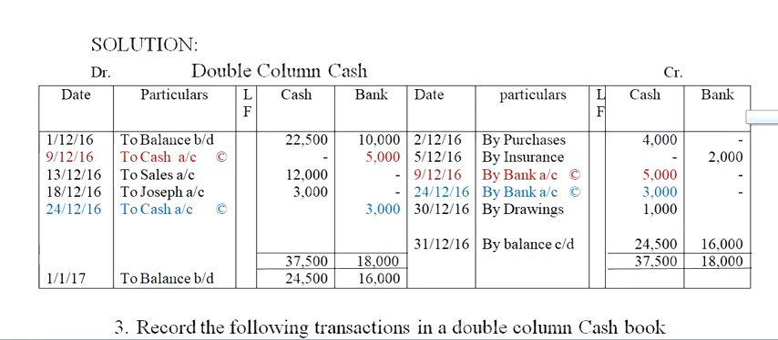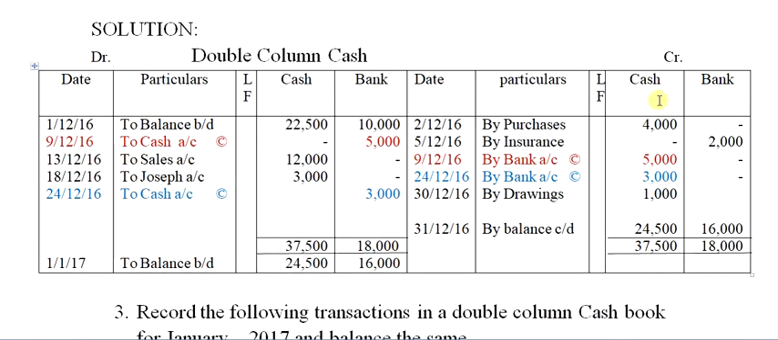Now you can see deposited into bank. What are we depositing? We are depositing the cash. How much? 5,000. To where are we depositing? To the bank. By bank account 9/12/2016, by bank account. Why contra entry? Because our cash balance reduces.